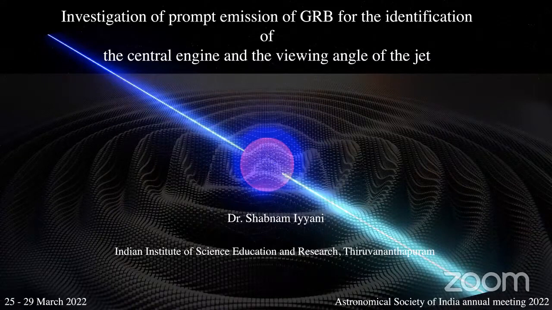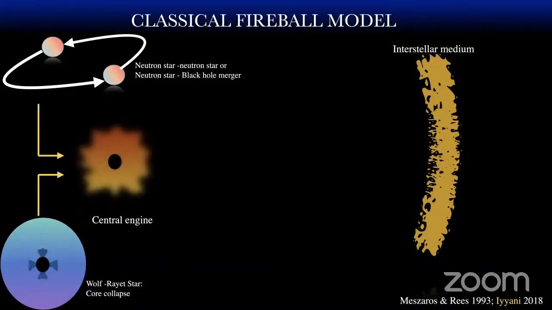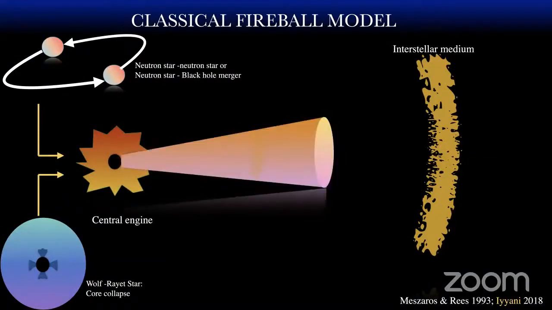As we all know, a gamma ray burst is one of the brightest events that happens in the universe, and the emission is mostly projected in the form of a jet that comes out, as you can see in this illustration. The basic framework under which we try to understand the gamma ray burst is called the classical fireball model, which I am describing here on the screen.